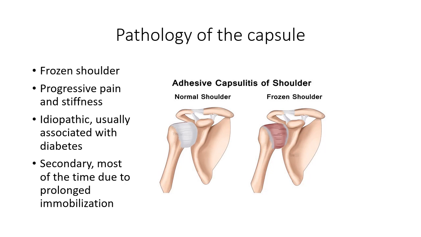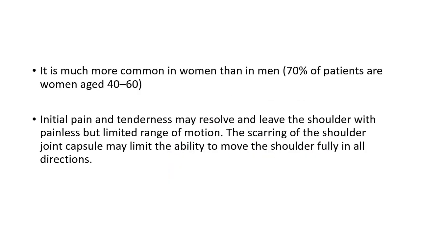The patient will present with progressive pain and stiffness. It is usually idiopathic and usually associated with diabetes. In secondary adhesive capsulitis, most of the time it is due to prolonged immobilization, and sometimes it is associated with shoulder-hand syndrome. Following myocardial infarction, shoulder stiffness may occur, and also in stroke and shoulder trauma. It is much more common in women than in men. 70% of patients are women aged 40 to 60.